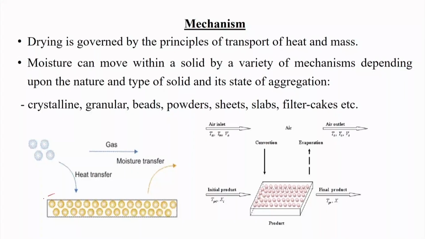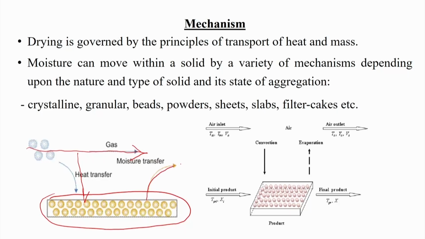Here it is shown schematically: the wet material is placed in a tray like this, and hot air enters and flows over it. Then the heat will be transferred from the hot air to the wet solid, and moisture will be transferred from the solid body to the gas, and the wet material that was there in the beginning will be converted into a relatively dried product.